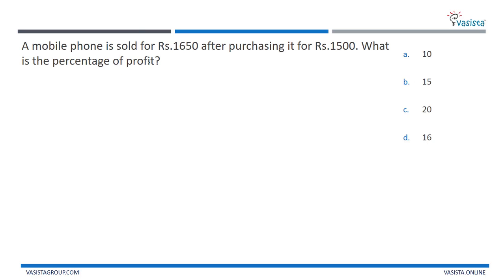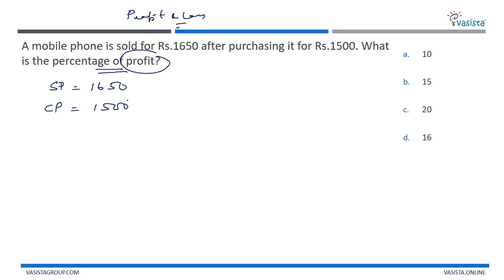Right. Let us work on it here. So what they have given, that you should write down. See here, a mobile phone sold. That is the selling price, correct? Selling price they have given is 1650, and after purchasing it for 1500, that is the cost price, right? Cost price is 1500. So we are supposed to find out the percentage of profit, correct?